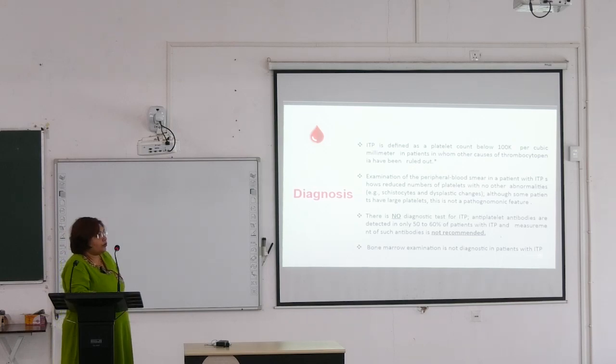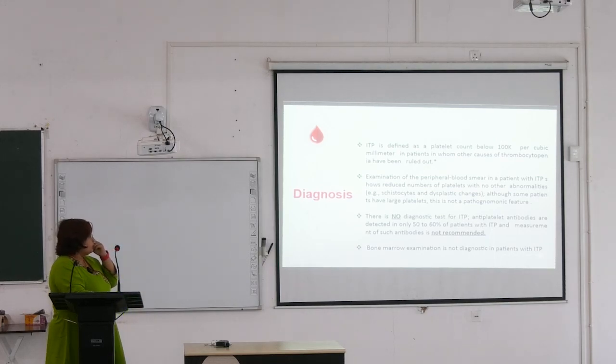And first of all, you have to rule out all the secondary causes of thrombocytopenia. When it comes to investigating a patient, you have to investigate the peripheral blood smear. First you have to exclude all the other secondary causes, then only you can diagnose immune thrombocytopenia, and there is no specific test for that. You can do a bone marrow examination, but bone marrow examination is not diagnostic.